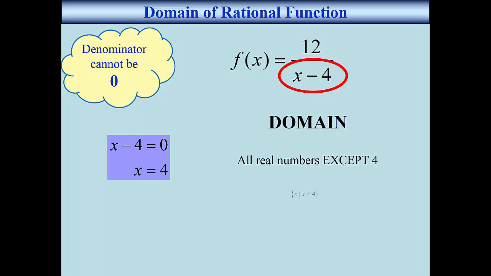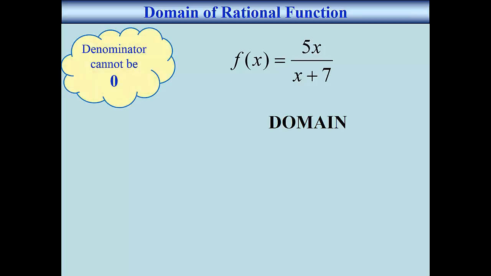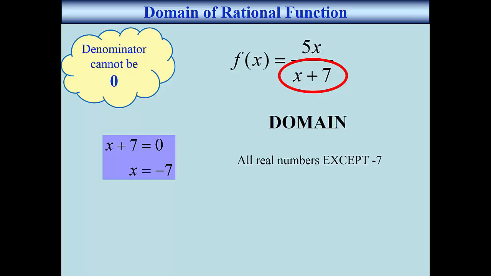We write that in different forms. Practice with this one. All the numbers except for what makes x plus 7 a 0. And so negative 7 is the only number that will not work.